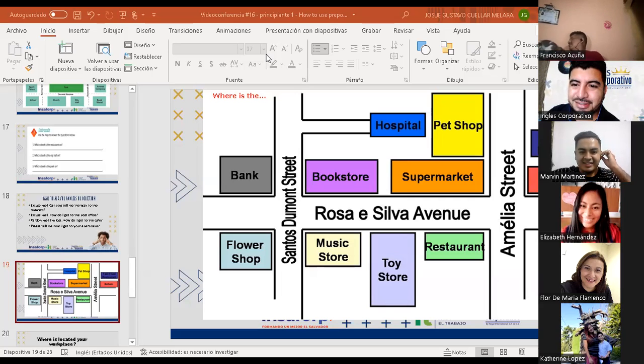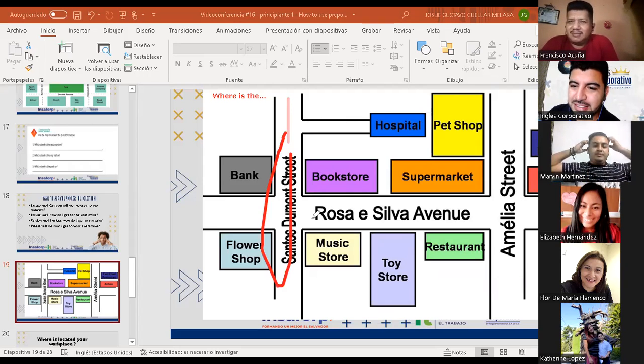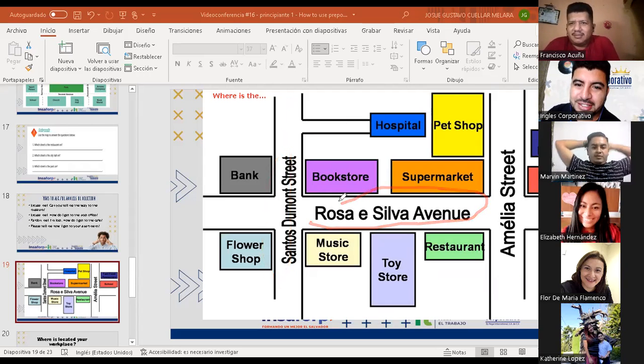Where is the hospital? Here we have the hospital. Is the hospital in front of the pet shop? Yes, it's in front of the pet shop. Very nice. Thank you. Ahora tú, Lea, le vas a preguntar a alguien más. Aquí no le podemos decir sobre qué calle porque es un callejón. Las otras calles principales, sí sería.